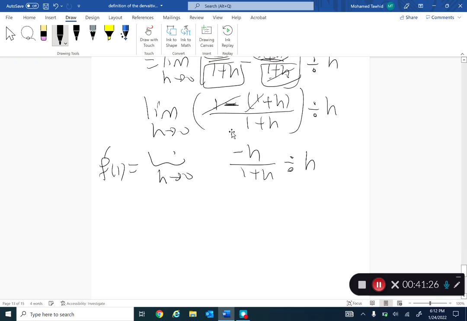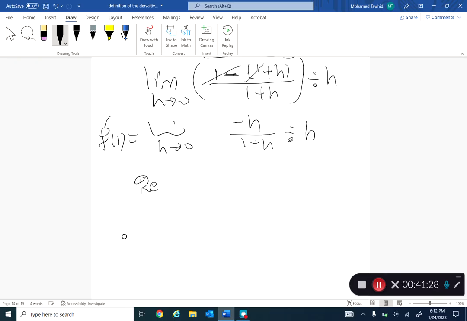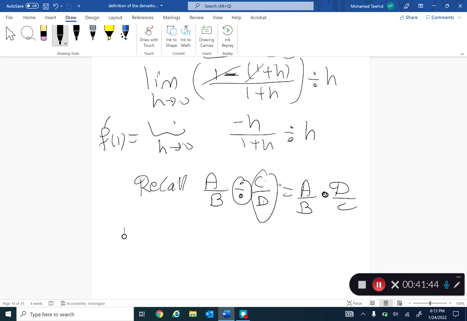So now I have to recall what you have to recall. If you have a divided by b, the whole thing divided by c over d like this. If you try to switch division to product, then you have to flip this term. So you have d over c. Instead of c over d, it will be d over c. That is, if you have division, you try to flip to product here.